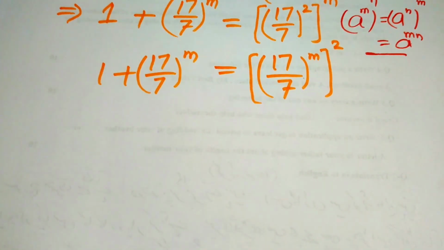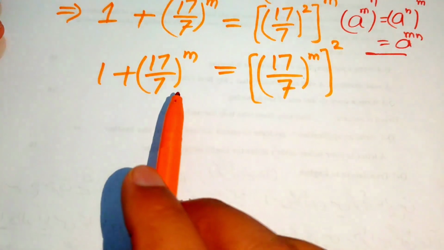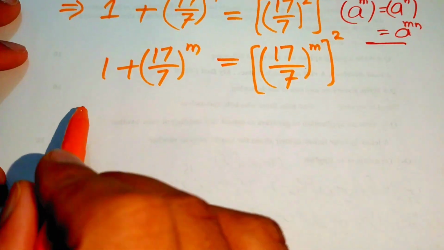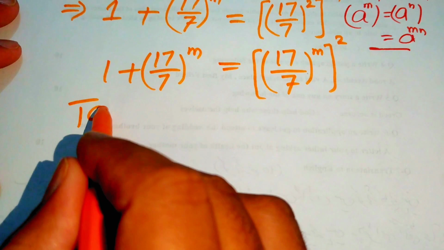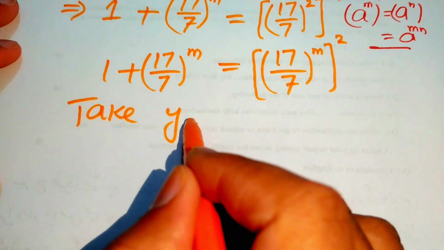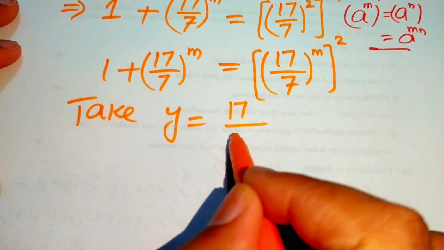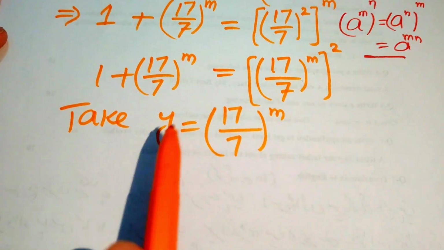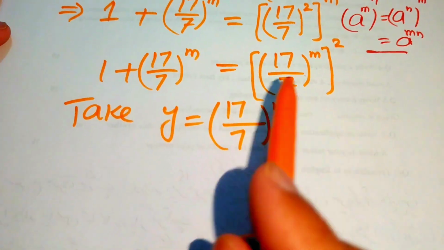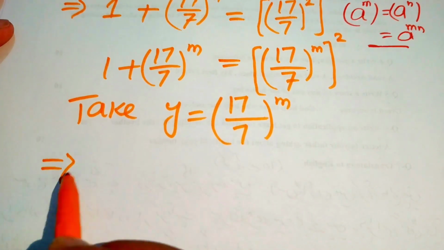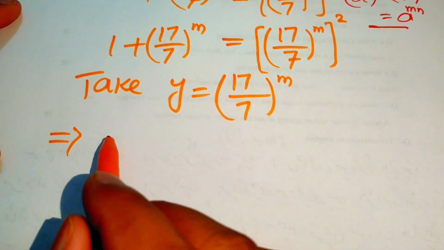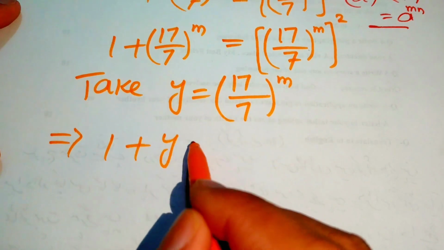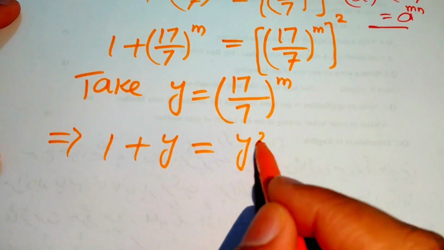Now you focus on both of the sides and you see that we have 17 over 7 and its whole power m as the common term, so now we just take y equals 17 over 7 and its whole power m. Now we substitute this value in this equation. So our above equation will be written as 1 plus y equals y square.